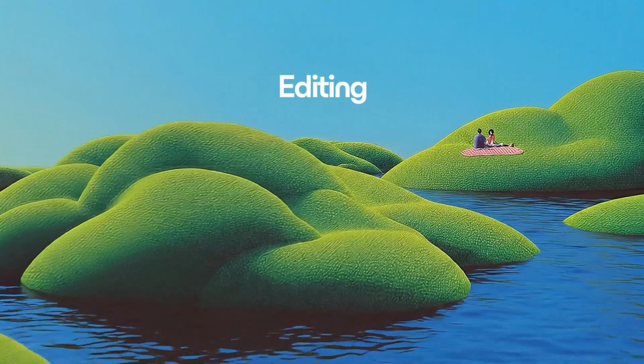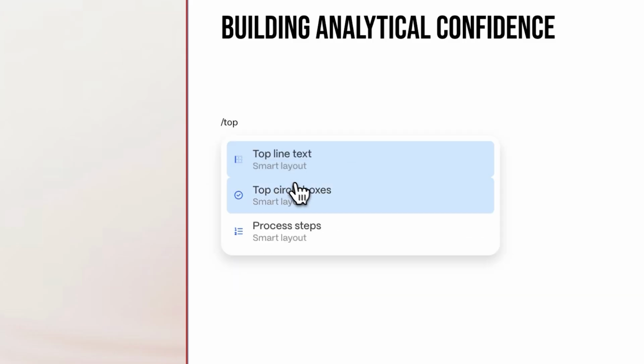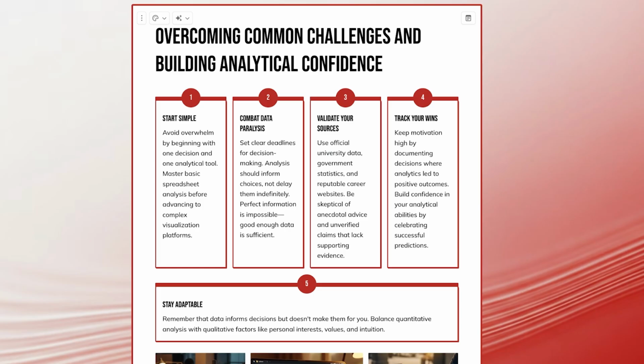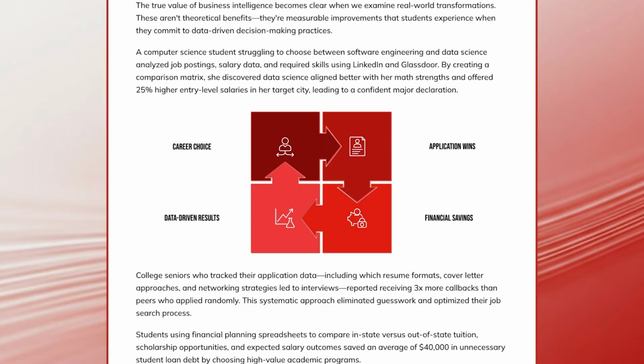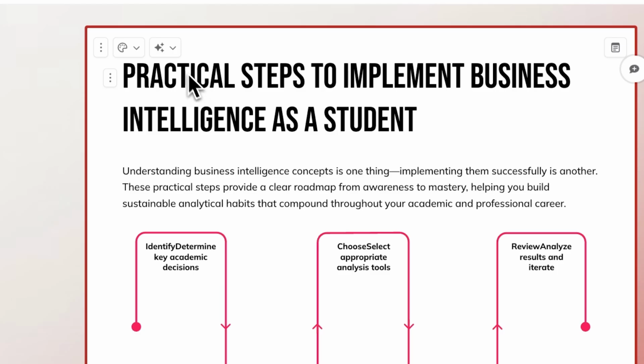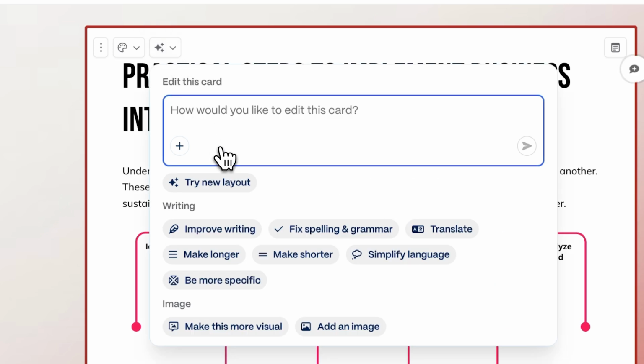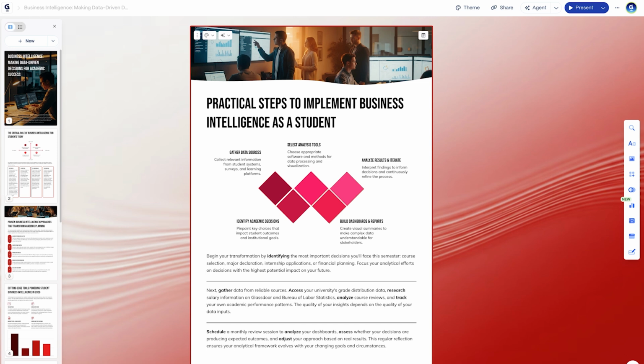Editing. Use the Insert menu or the / command to add components like text layouts, charts, diagrams, and interactive elements. You can also use Gamma's AI agent to make changes fast by just typing what you want. Check out our AI editing tutorial to learn more.